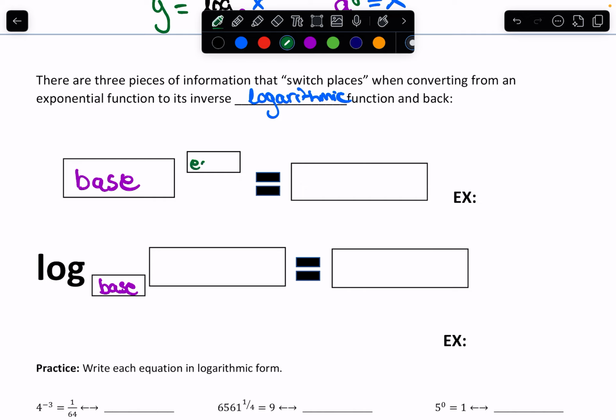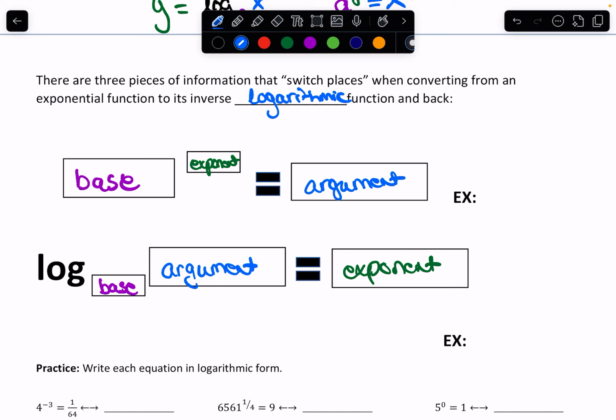Our exponent is, of course, with the base on top of that. And the exponent is the answer to the log function. And then what do we have left? We have our argument, so our answer to the base to the power of the exponent. That argument goes over here by the log.